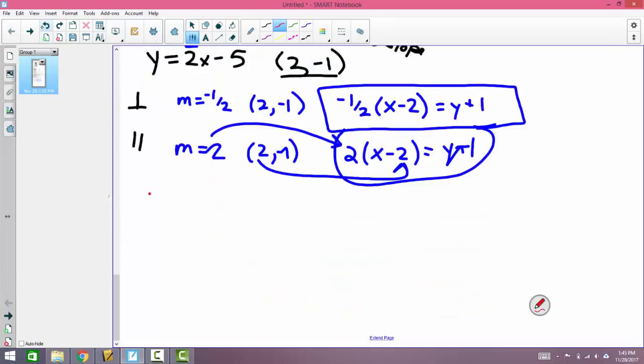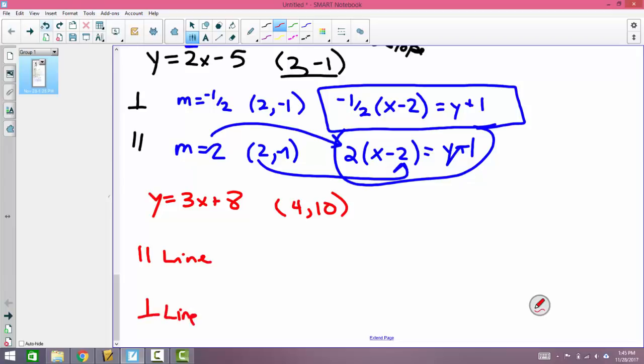One more problem like that. The equation is y equals 3x plus 8 and the point is (4, 10). So go ahead and write the parallel line and the perpendicular line through the point (4, 10). Hit pause.